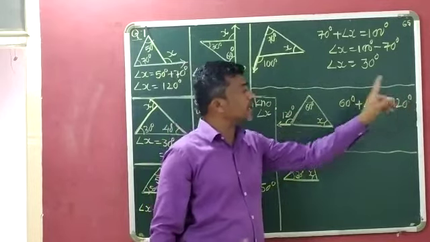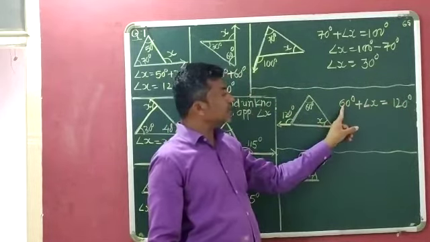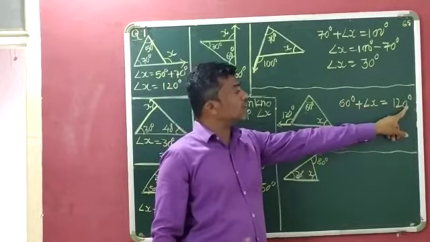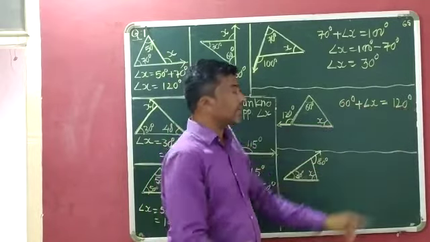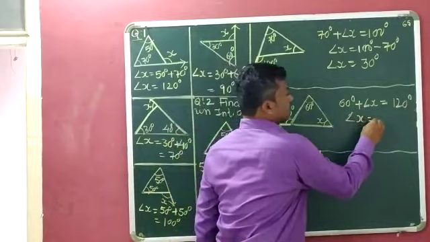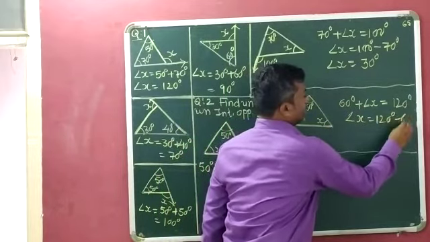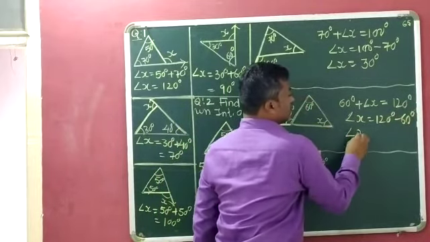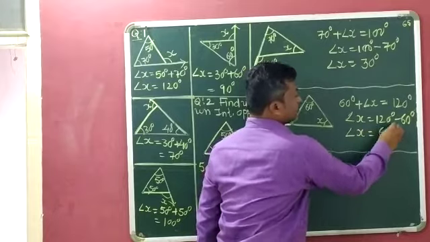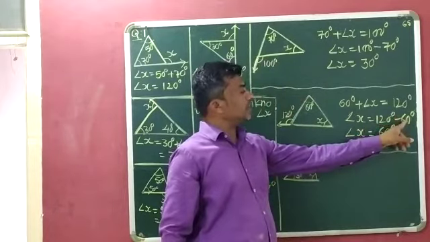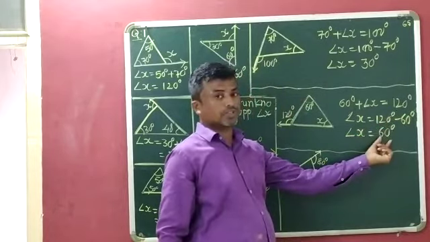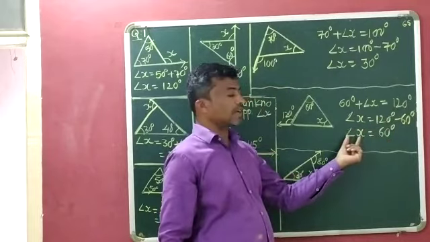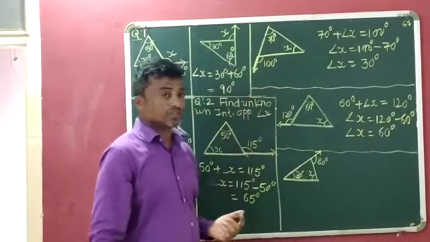So 60 degree side we have to change. This side it is positive, so on the other side of the equal it becomes negative. So angle X is equal to 120 degree minus 60 degree. So angle X is equal to 60 degree, because 120 minus 60 is equal to 60 degree. So final answer, angle X is equal to 60 degree.